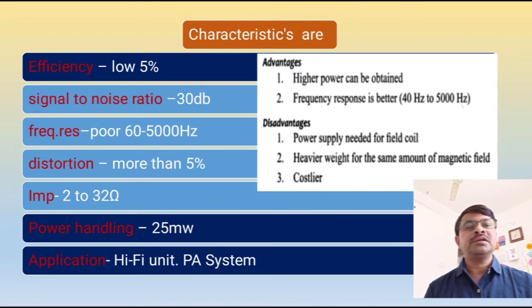And some important applications. Moving coil type speaker can be used in hi-fi unit. Second, public addressing system. Some advantages are high power can be obtained and frequency response is up to 5 kHz. Disadvantages are that power supply is needed for field coil. Second is heavier weight, due to that some speakers, and third, it is costlier.